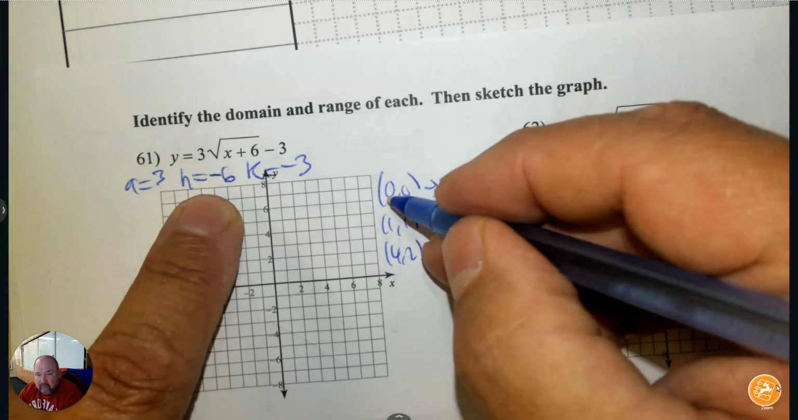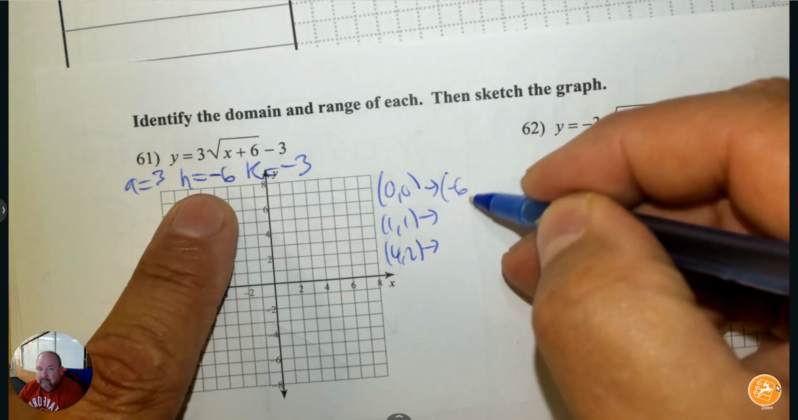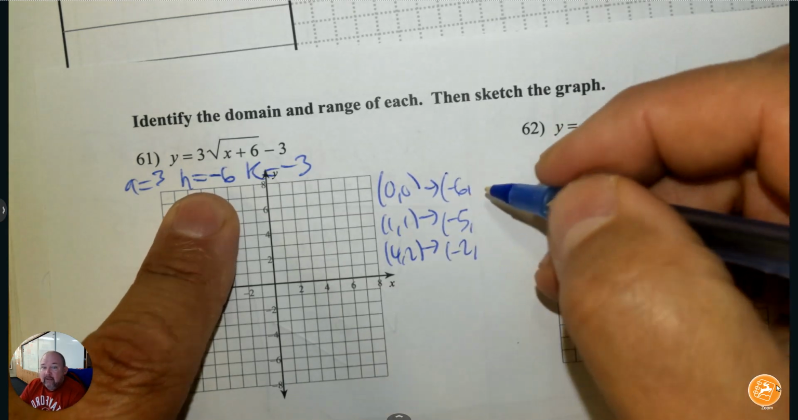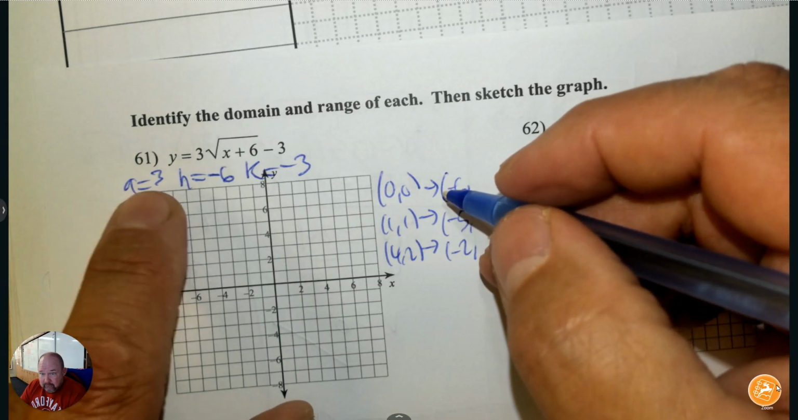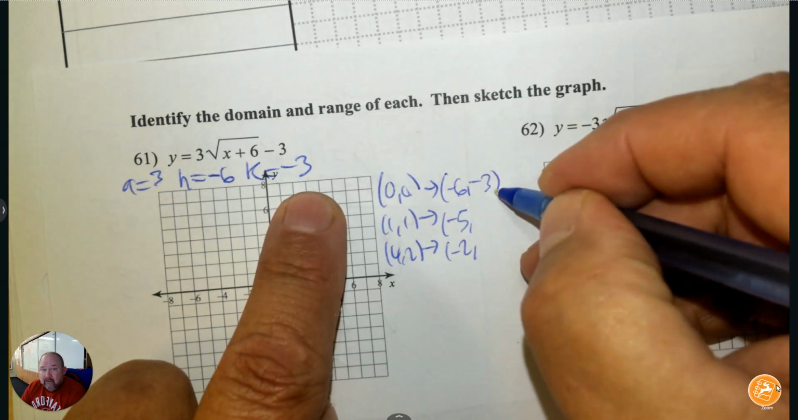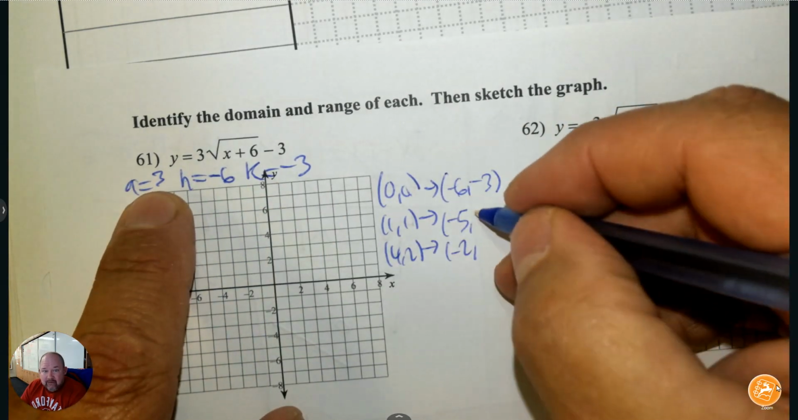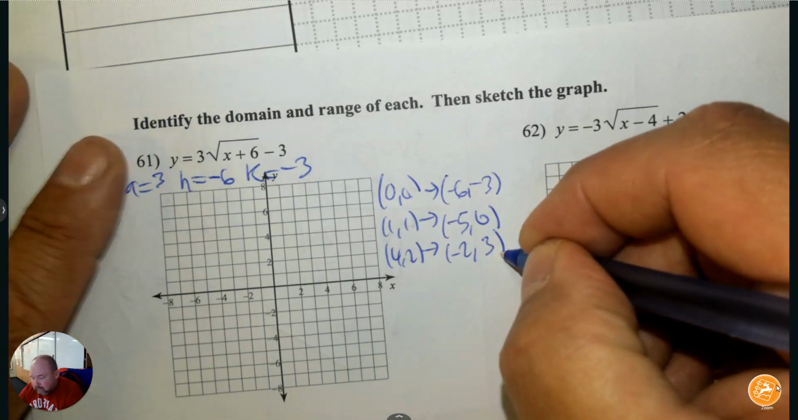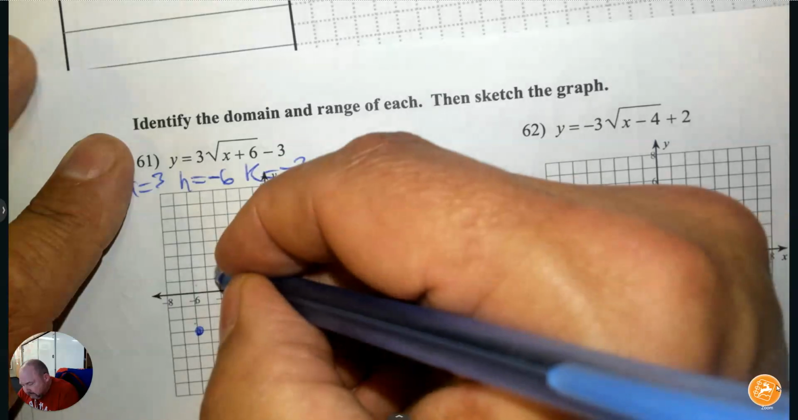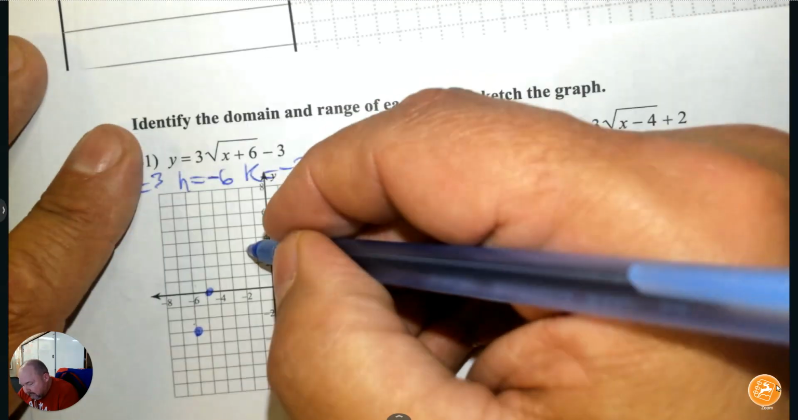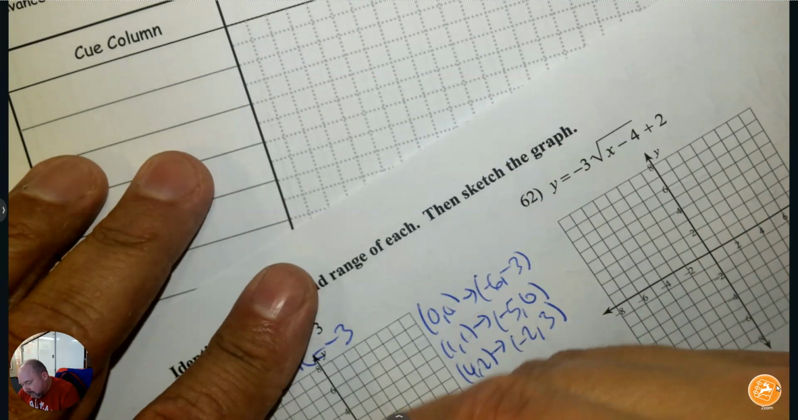The h changes the x coordinate. So to each one I'm going to subtract 6. To the y coordinate I'm going to multiply times 3 and then subtract 3. So 0 times 3 is 0, and then take away 3. 1 times 3 is 3, take away 3. And then 2 times 3 is 6, take away 3. So those are the points. So (-6, -3), (-5, 0), and (-2, 3). Then we're going to draw a curve going up to the right.